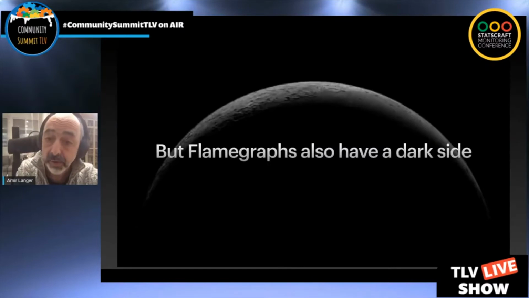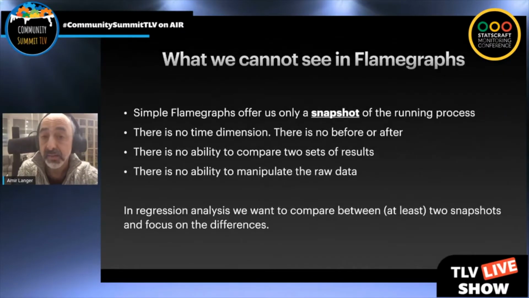But we're here to talk about the dark side of flame graphs. There are things that we cannot see in flame graphs. Flame graphs only offer us a snapshot of the running process. So if the profiler worked for 30 seconds, this is what we see. There is no time dimension in flame graphs. There is no before or after in flame graphs. There's no ability to see 2 sets of results to compare between them.